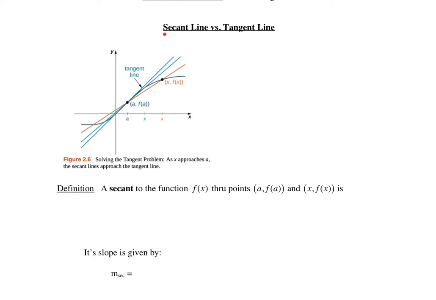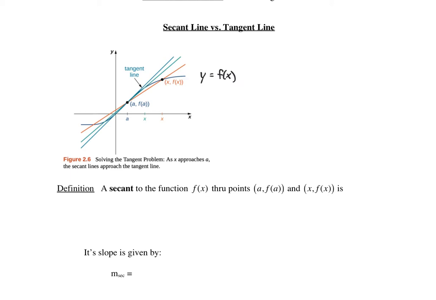Let's talk about the secant line versus the tangent line. I want you to look at this graph that we have on the left here, this figure 2.6. The first thing I want you to notice is that we have this dark blue curve here that looks like an S. I'm going to label that in black. This is our curve y is equal to f of x.